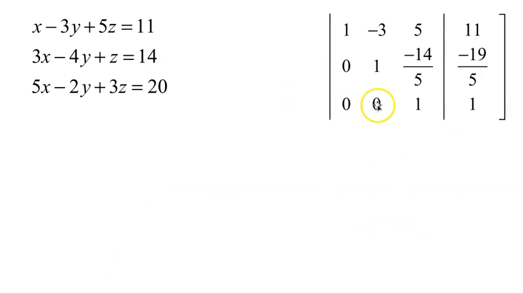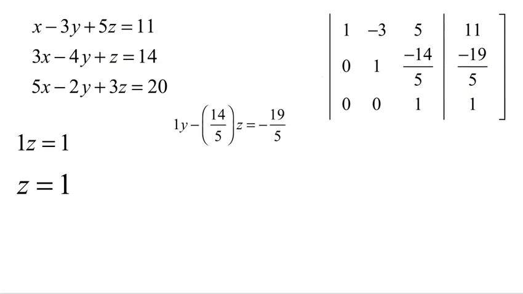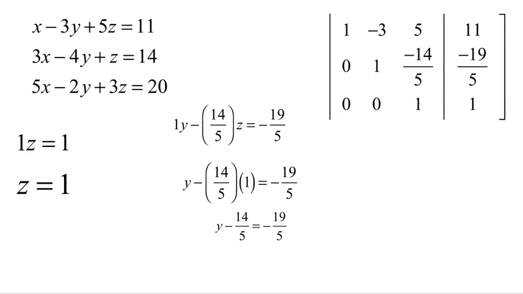Starting at the bottom, 0x plus 0y plus 1z is 1. So 1z is 1, of course z equals 1. Now moving up one above, 0x plus 1y minus 14 fifths z equals negative 19 fifths. Pretty unpleasant. But the fact is z is 1, so we get y minus 14 fifths equals negative 19 fifths. Not so bad. So then we're going to add 14 fifths to both sides. So we're going to get y is negative 19 fifths plus 14 fifths, negative 5 fifths, or negative 1. So z is 1, y is negative 1 with our substitution.